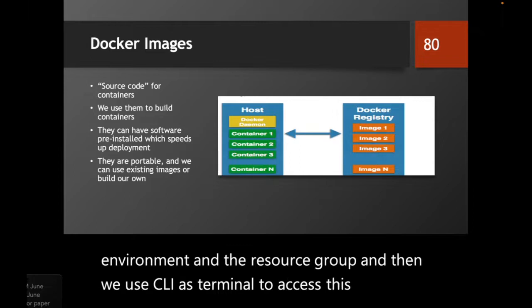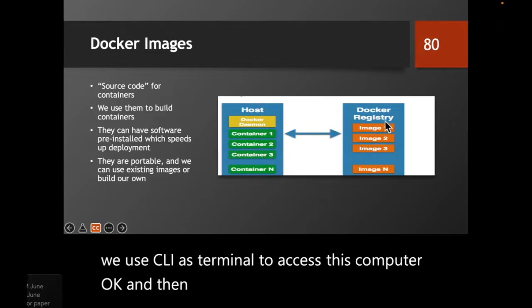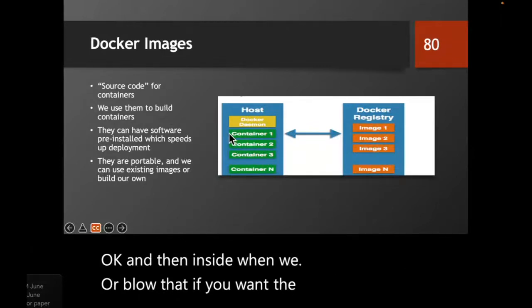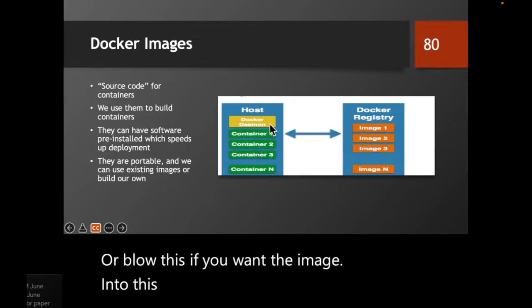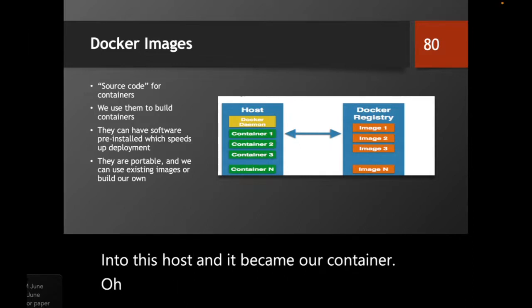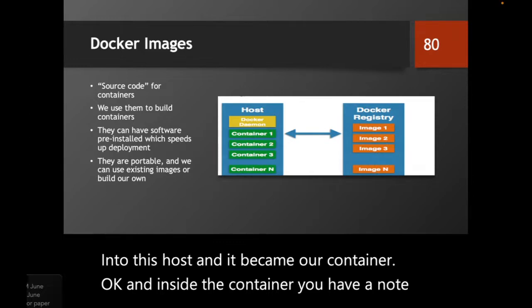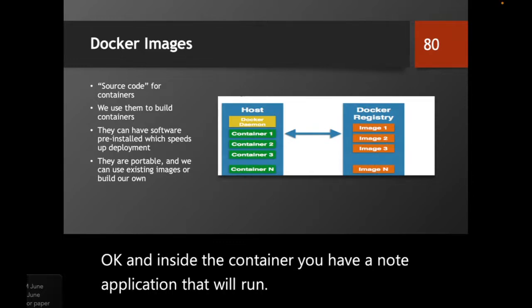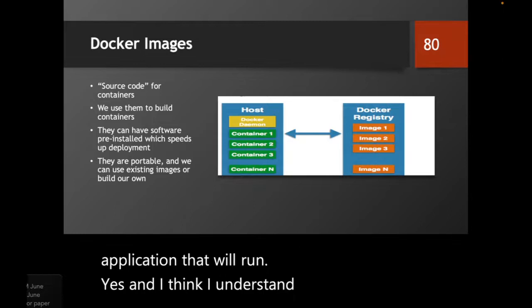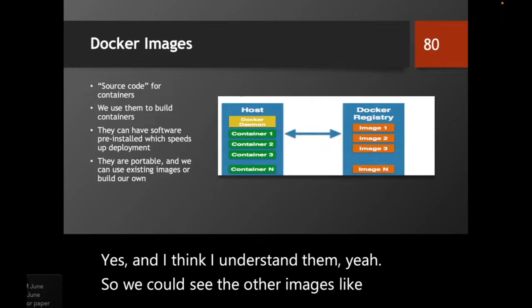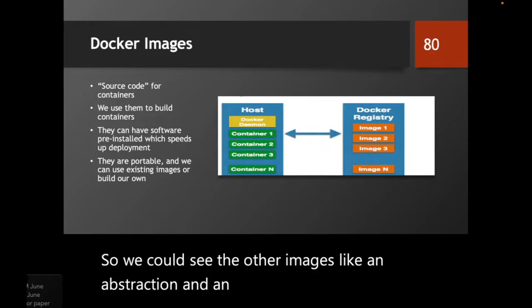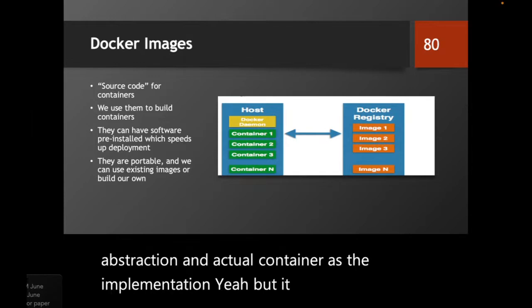computer. Okay, and then inside, when we uploaded the image into this host, it became our container. Oh, okay. And inside the container, you have the node application that will run. Yes. Oh, and I think I understand now. Good. So we could see Docker images like an abstraction and an actual container as the implementation of that. Yes, but it's just a script.